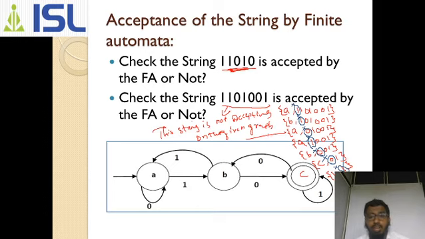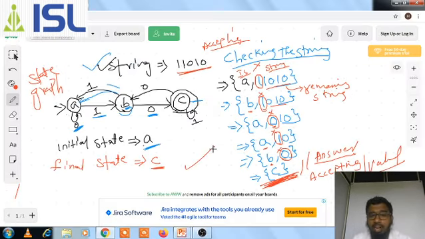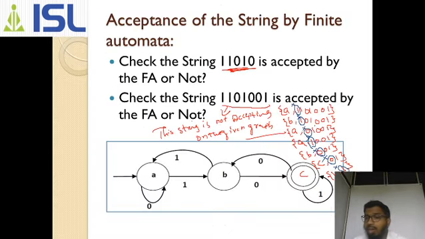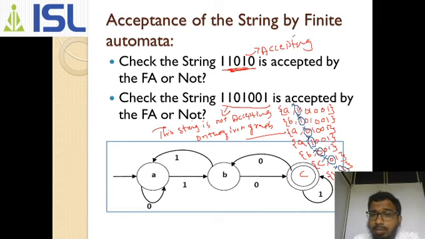Clear? Did you understand this? This is very simple. Acceptance of the string by finite automata. This is one string and this is one string, and this whole string we applied on the given graph and we got the result. Okay. The first string is accepting, okay, and the second string is not accepting. Okay, fine. So that is today's class.